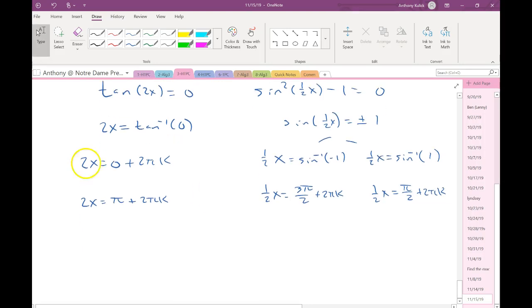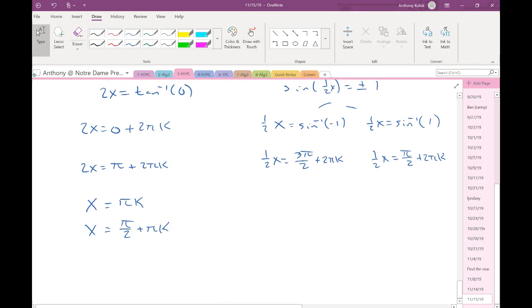And then to solve for x, on the first two equations, I'm going to divide both sides by 2. That's going to give me x is equal to pi k. And then x is equal to pi over 2 plus pi k. On the second two equations, I'm going to multiply both sides by 2. It's going to give me x is equal to 3 pi plus 4 pi k. And then x is equal to pi plus 4 pi k.